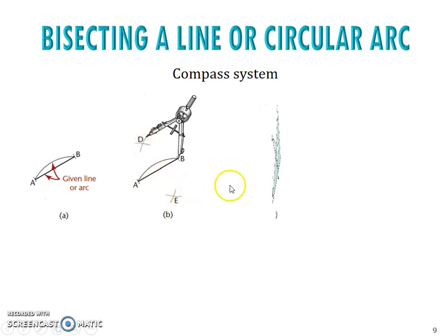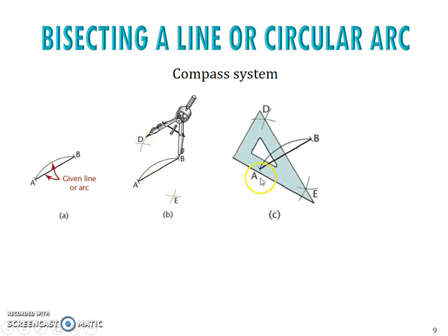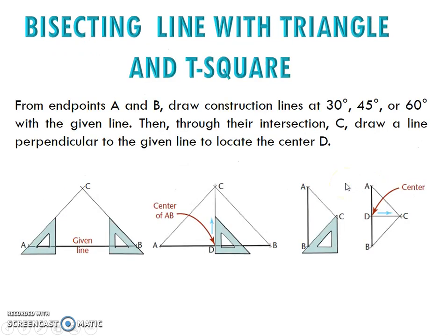Once you already have the points here, you can easily use any straight edge like a triangle or your T-square to connect both of these points. Then you will bisect the arc or the line in the middle, right in the center. So it's quite easy. Other than that, you can also bisect a line with a triangle and T-square.